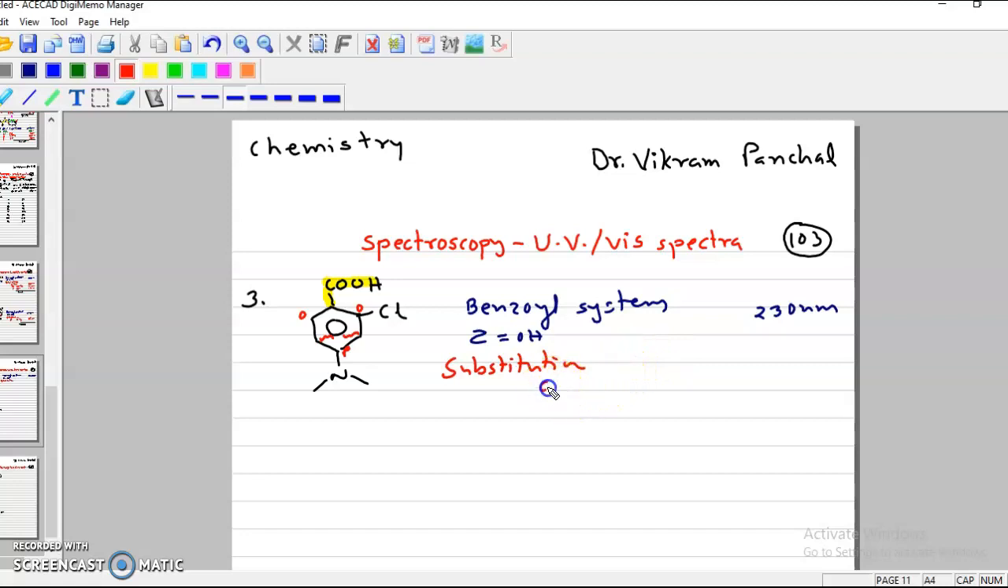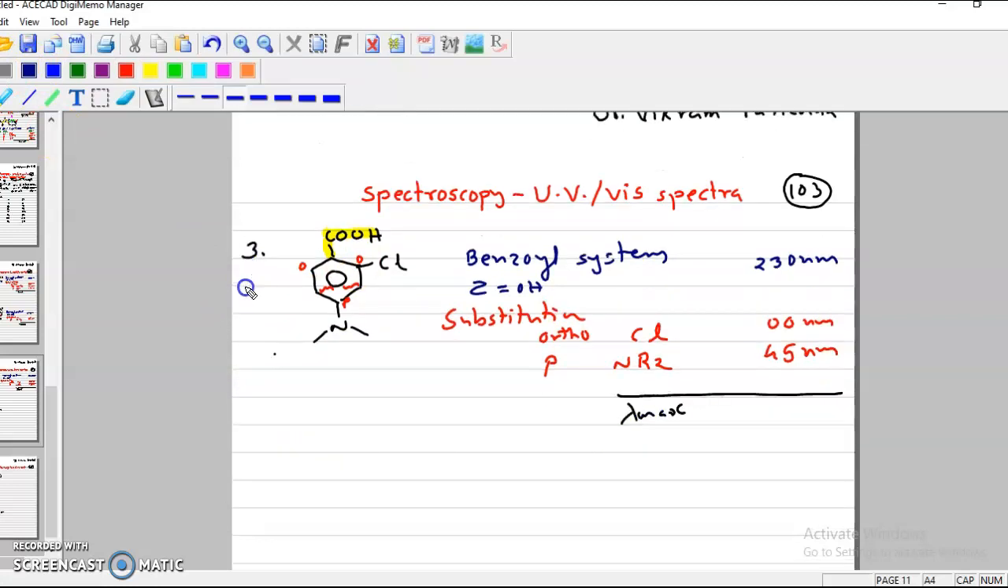So substitution at ortho carbon, there is one chlorine over here, and for that we will add 0 nanometer. At para position, there will be NR2 group, and when NR2 group is present at para position, we will add 45 nanometer. This value is given, and so that we can find out lambda maxima for this compound.